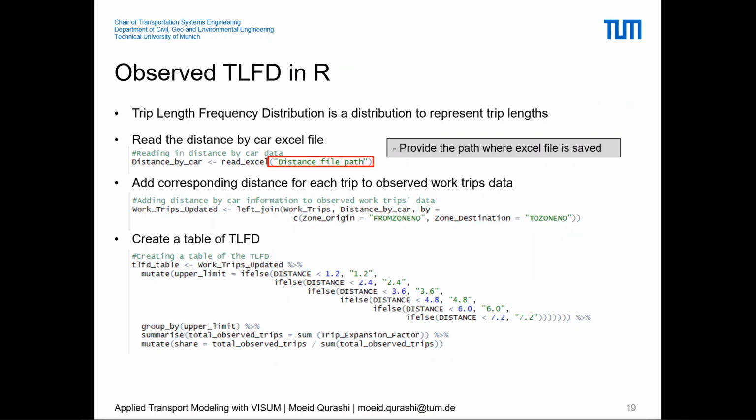To create a trip length frequency distribution in R, we'll start with reading the distance Excel file that we just exported from the impedance matrix, created using the procedure sequence of PRT skim matrix. We have the Excel file that has all the distances between all the zone pairs. First we'll load this Excel file, calling the table distance by car. Next, we want to associate all the distances. Basically we have all the zone to zone distances.